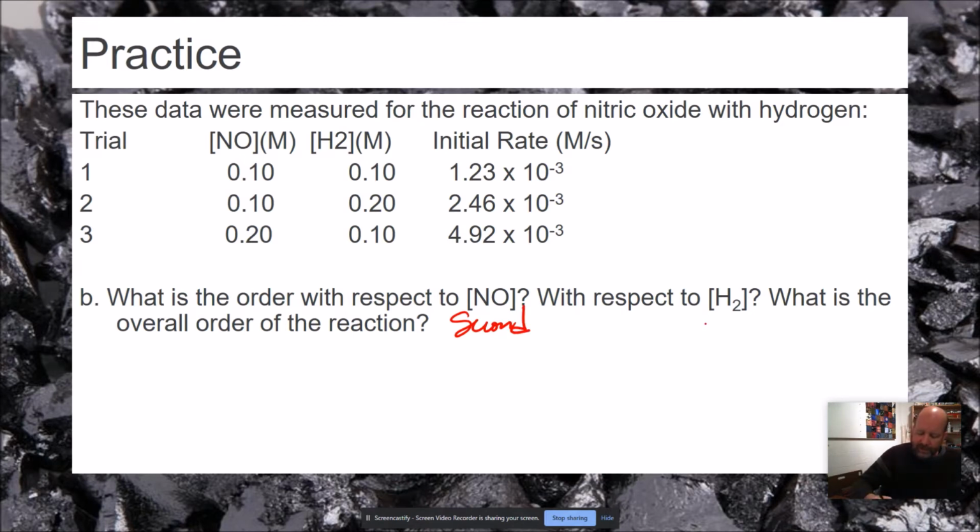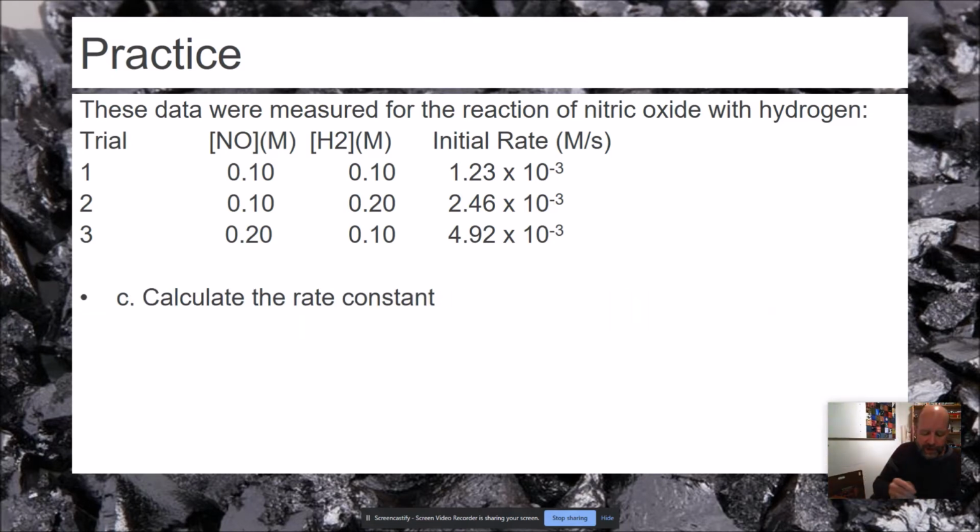The order with respect to H2 is first order. The overall order of the reaction is third order, right? Because you just add them together. We can calculate the rate constant pretty easily too. I'm going to pick this first reaction again because I like those concentrations.